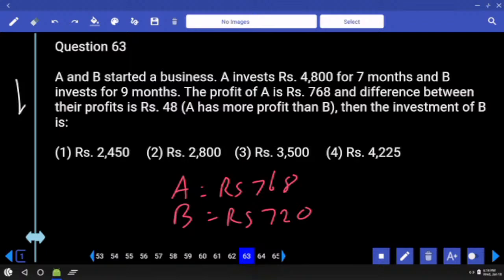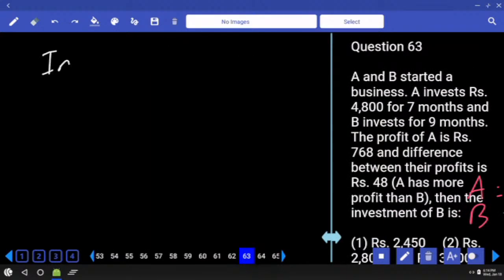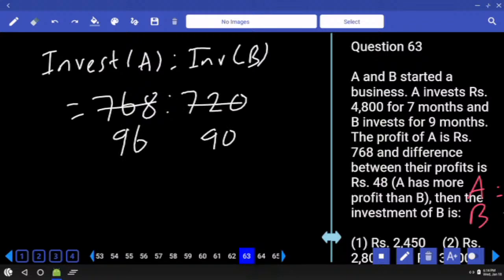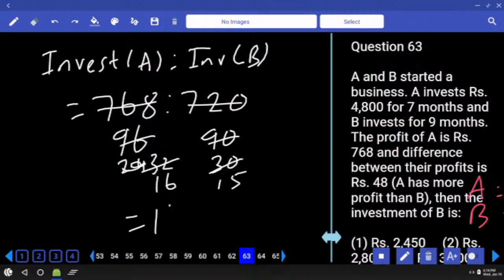Now always remember, profits in partnership are divided in the ratio of their investments. Yes or no? Therefore, the investment ratio for A and B, investment A is to investment B is equal to 768 is to 720. Now this is 8. I think what do you get here? 96. 8 90s. This is 424. So 4 it won't be, I think. 32. 332s, 330s. This is 16. That means this ratio is what? 16 is to 15. Investment ratio. Yes or no? Would you agree or no?